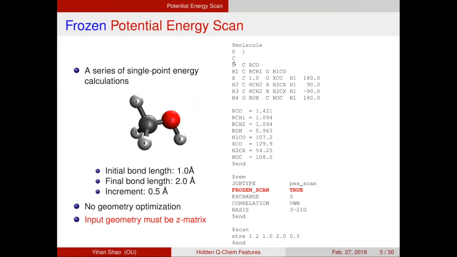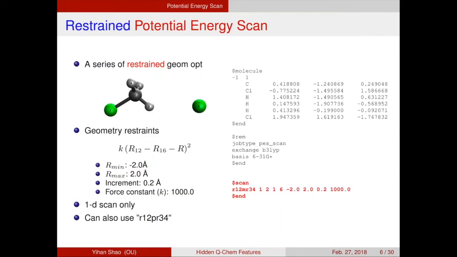So this is the relaxed and frozen planar scan, but recently there are more features that we can use to do a planar scan. Suppose we have a reaction, CH3Cl interacting with Cl minus, and what we want to do is to define a reaction coordinate. And as we all know, for this kind of SN2 reaction, the most natural reaction coordinate would be not the distance, but the difference between two distances.